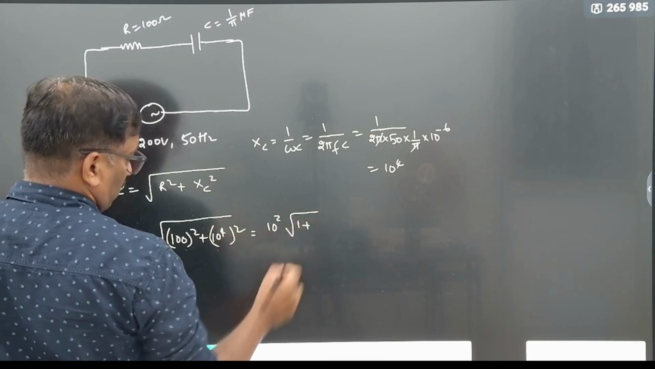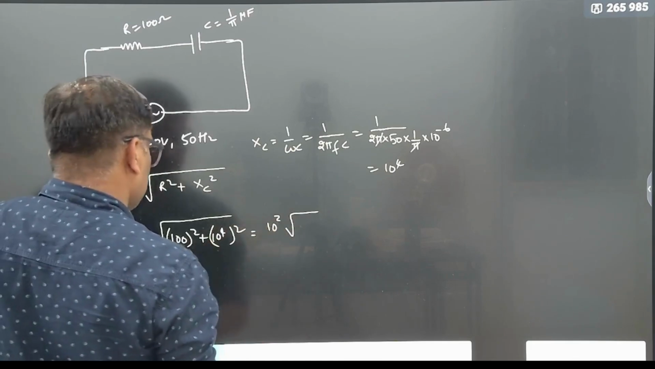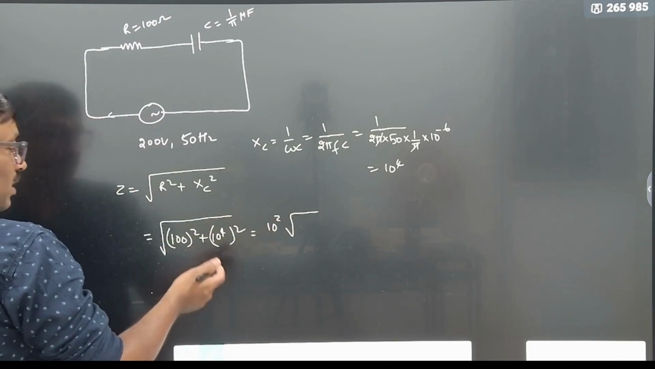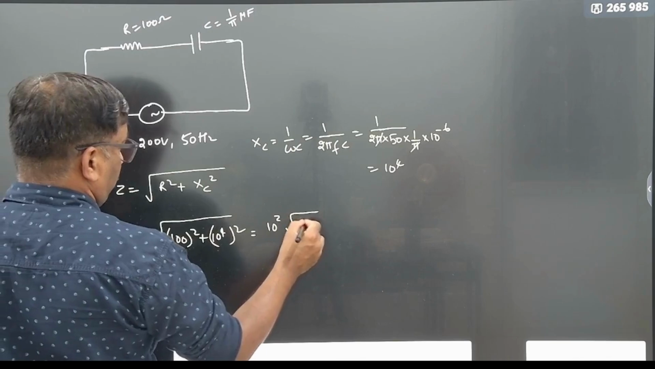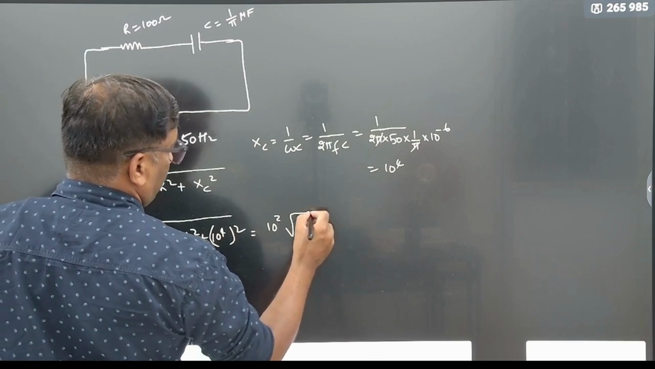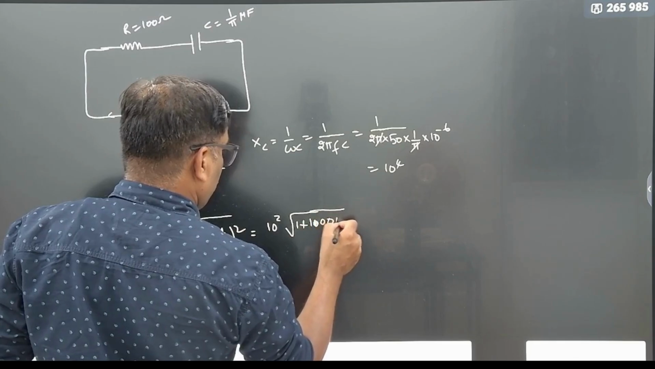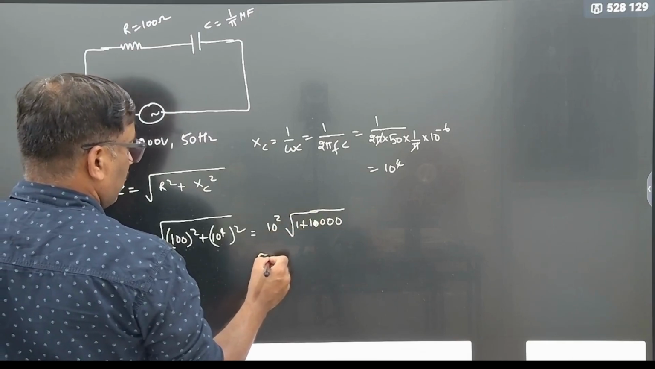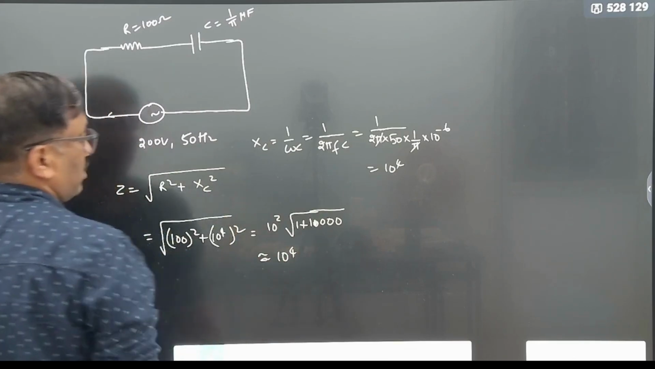So nearly 10 to the power of 4 taken out, therefore 1 plus 10 to the power of 4, that is 10,000. 10,000 only, which means 10 to the power of 4. Nearly you can write 10 to the power of 4, so that will be your impedance here.